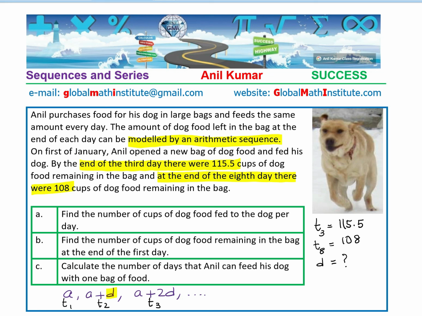Difference. Part B is find the number of cups of dog food remaining in the bag at the end of the first day. So we have to find the value of A, right? And then the third part is calculate the number of days that Anil can feed his dog with one bag of food, right? So at the end, the term number will be 0, right? So we have to look for the last term, which will be N. And at that time, we know that food remaining is 0. So these are the critical things which we need to consider to solve the problem.